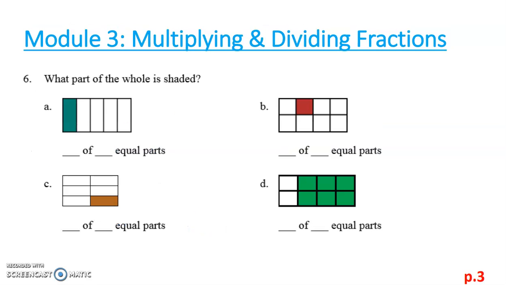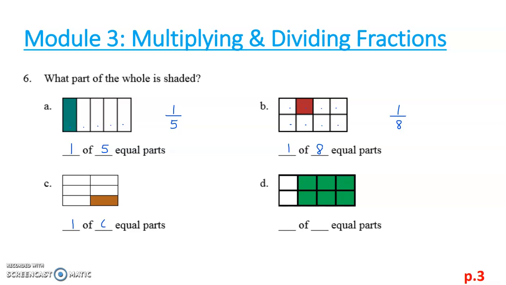Moving ahead to question number 6, what part of the whole is shaded? So what we look for is the part that is shaded and the total. So for A, we can see one part is shaded and we have 1, 2, 3, 4, 5. We have 1 of 5 equal parts. This can be expressed as a fraction 1/5. For B, we also have one figure shaded, and we have 4, 5, 6, 7, 8 equal parts. This fraction could be expressed as 1/8. For C, we have 1 shaded out of 6 equal parts, 1/6.